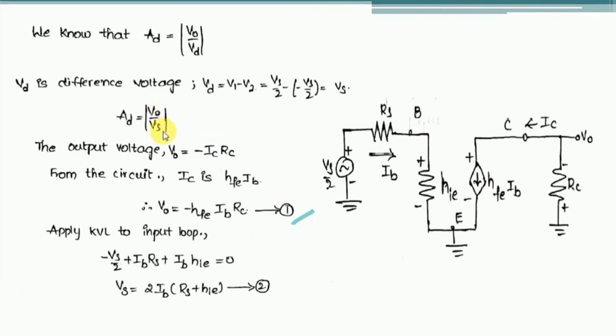Next step is to find out the value of Vs. If we simply apply Kirchhoff's voltage law across this loop, we get an expression in terms of Vs. It is minus Vs by 2 plus Ib into Rs plus HIE into Ib plus 0 equal to 0. So finally we obtain the Vs value as 2 into Ib times of Rs plus HIE. Consider this as equation 2.